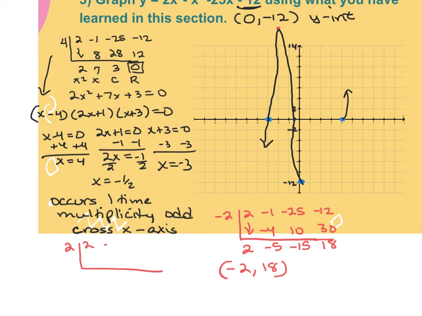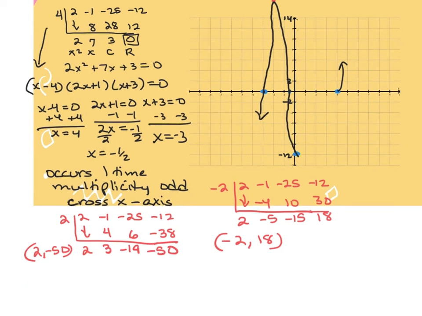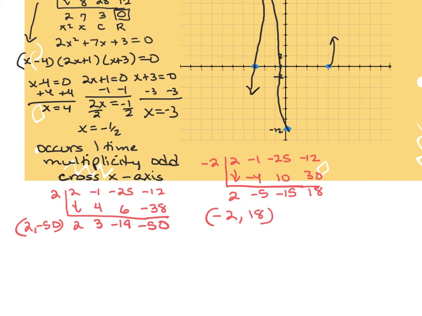So again, 2, negative 1, negative 25, negative 12. Bring down, multiply, add the column, multiply, add the column, multiply, add the column. So I'm now going to graph the order pair 2 comma negative 50. Well, obviously I'm not going to make it actually count 50 spaces down. So I know it's going to be somewhere way down here. Let's just put it here.